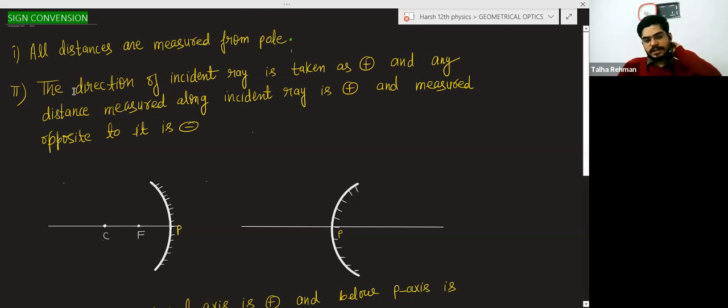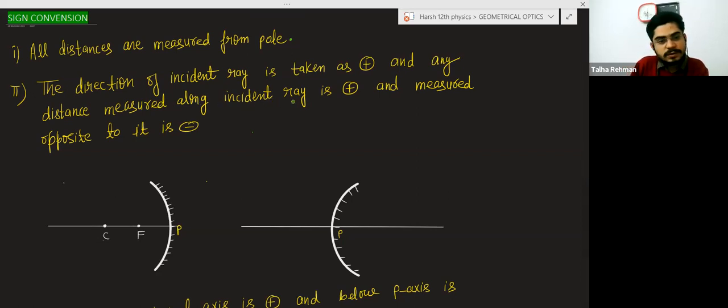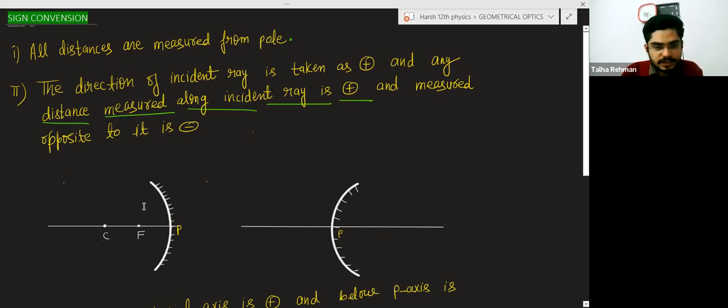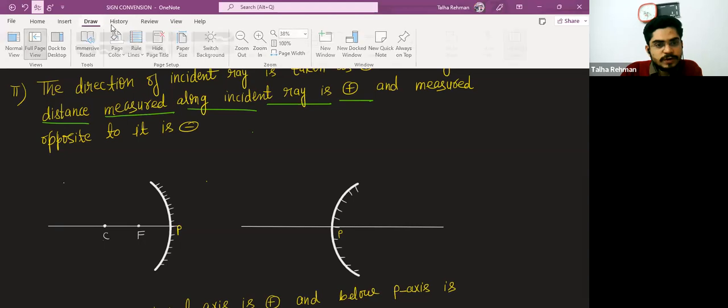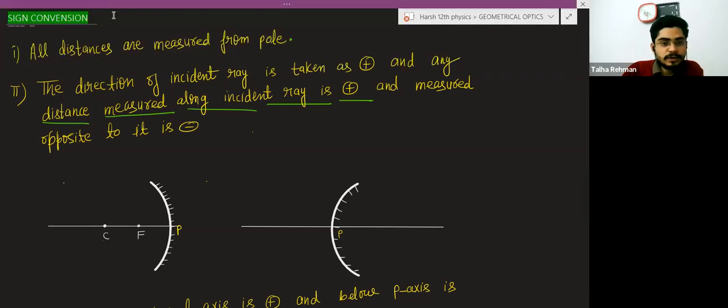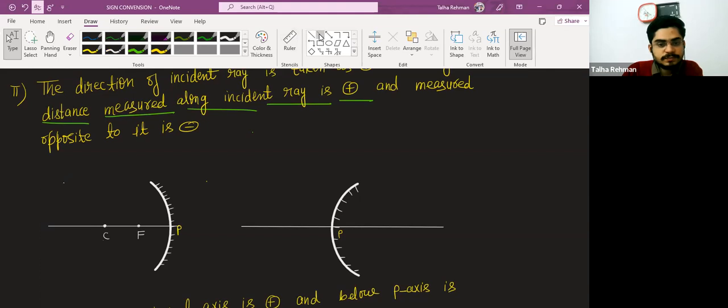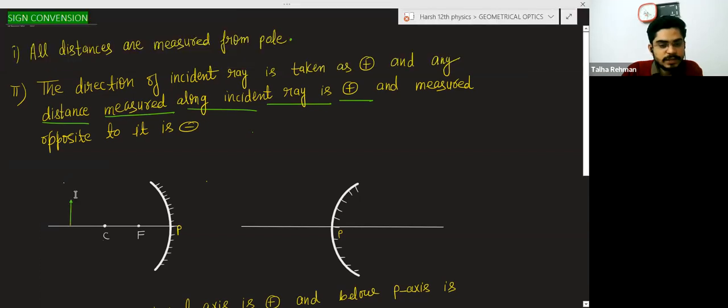First point. The second point is that the direction of the incident ray is taken as positive, and any distance measured along the incident ray is positive. For example, take this mirror, a concave mirror, with the focus and center of curvature. And one thing more, here is an object placed.